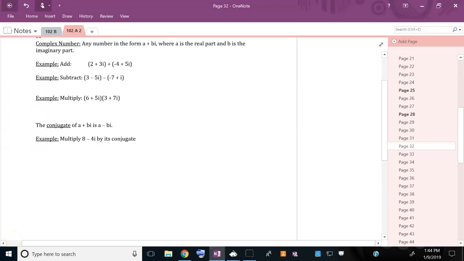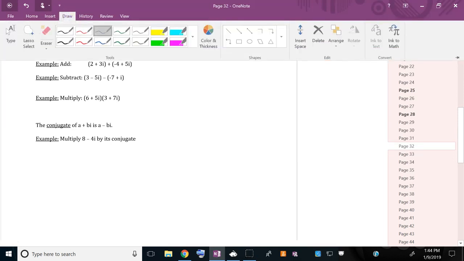Math 102, complex numbers. A single complex number is any number in the form a plus bi, where we say a is the real part and b is the imaginary part. And let's add, subtract, and multiply.